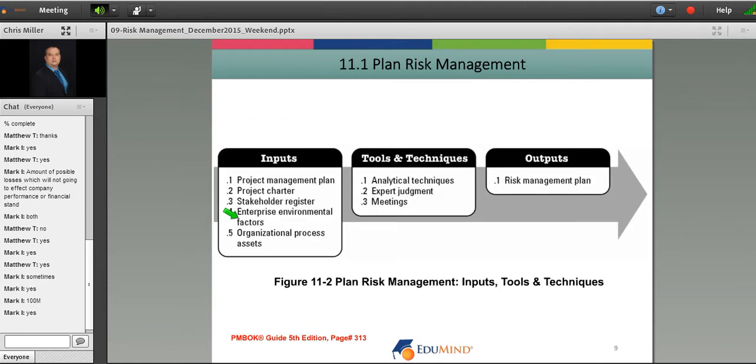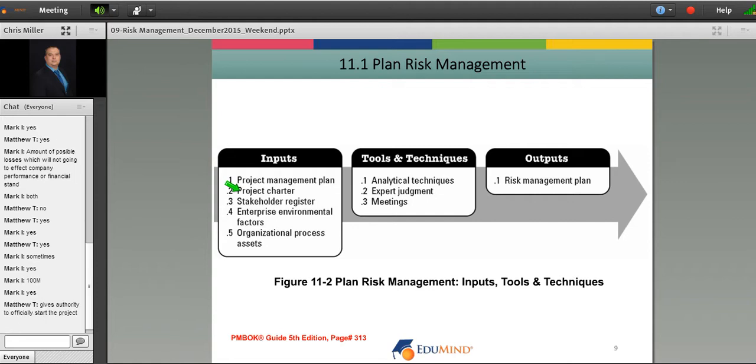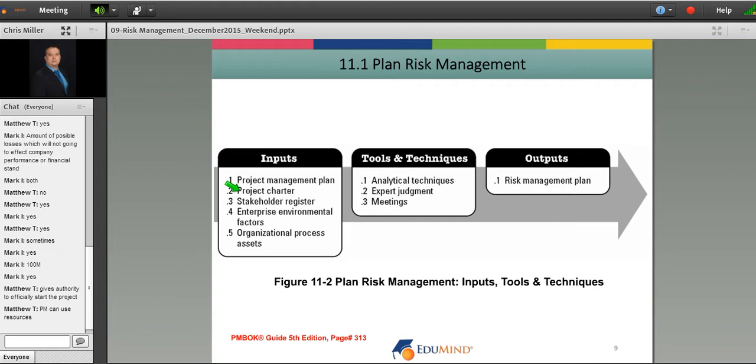All right, let's take a look at the first process, plan risk management. Some of the inputs. We have the project management plan. Wow, what in the heck is a project charter? You guys recall from day one? Project charter. Bingo, right? Very good, guys. Enterprise environmental factors and OPAs that we've seen over and over. Tools and techniques, we've seen all of them. Analytical techniques, expert judgment, and meetings. And of course, if you're planning risk management, the output better be the risk management plan.